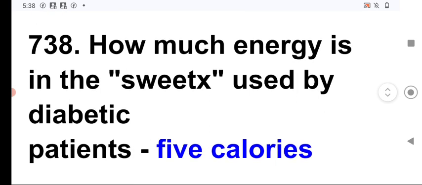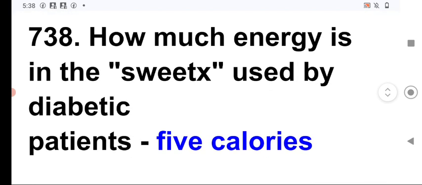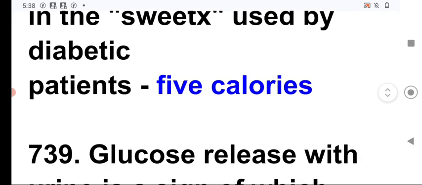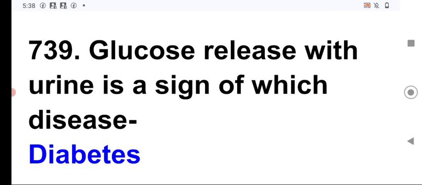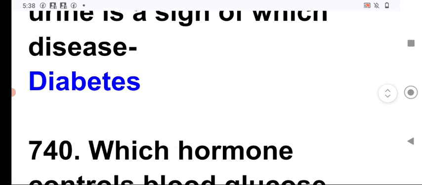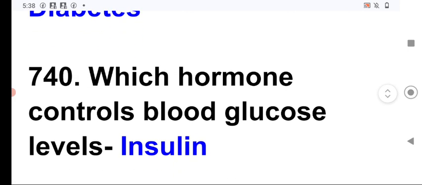Next question, how much energy is used by a diabetic? This is 5 calories. Glucose released with urine is a sign of which disease? This is diabetes mellitus. That is, the release of glucose in urine is the sign of diabetes mellitus, or madhumeh in Hindi.